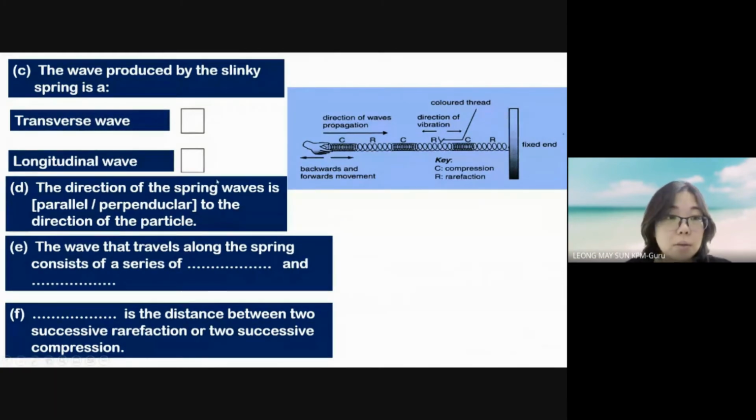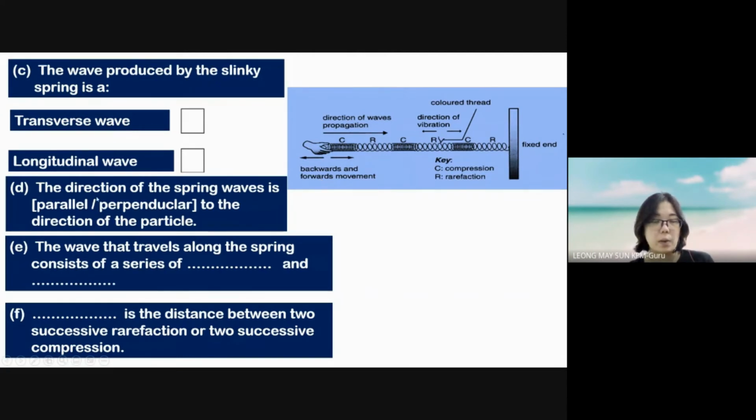Okay, so here, this particular question used to be an SPM question. The movement, the disturbance of the source, is moving back and forth. And then we see that the slinky spring has compressions and rarefactions. C stands for compression and R stands for rarefaction. So how does a wave particle move for this example, a longitudinal wave?